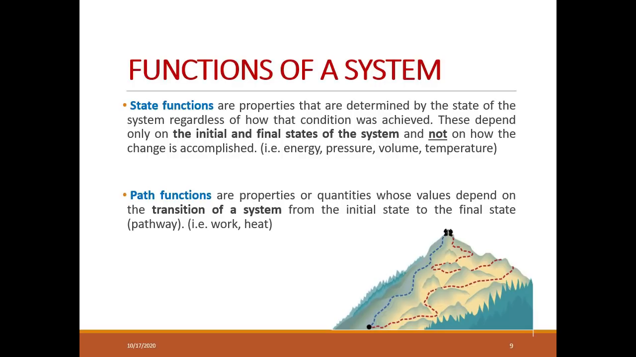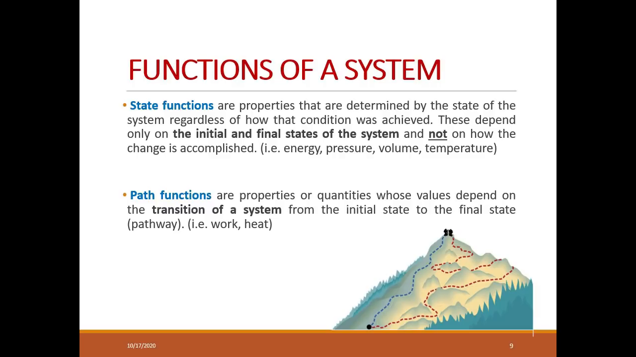Path functions are properties or quantities whose values depend on the transition of a system from the initial to the final state. Examples: work and heat. Heat is not a state function because it is only used to transfer energy in or out of a system. It depends on pathways. Work is proportional to the distance an object is moved, which depends on the path used to go from the initial to the final state.